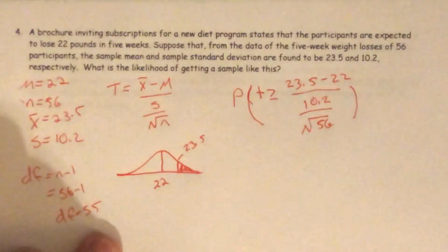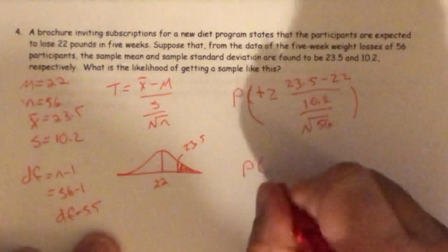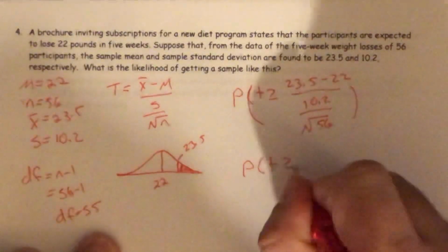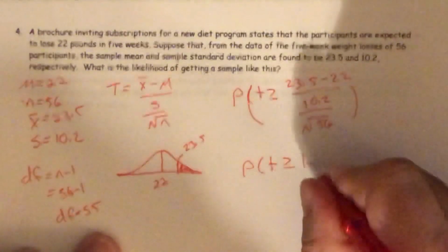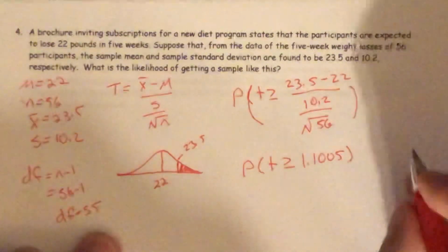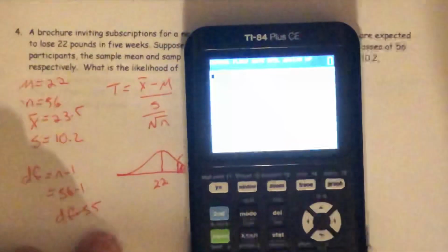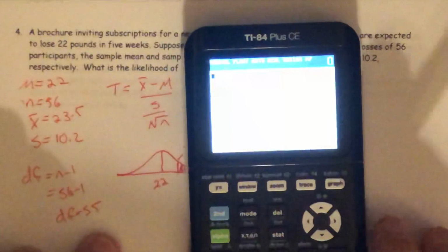All right, so go ahead and calculate that out. When I calculate my t-statistic, I find that the probability that t is greater than or equal to, by doing the math, 1.1005. Now, going to my calculator, there are two different ways to do this. There's an easy way and a longer way. You have to know how to do both, so I'm going to start off with the longer way.